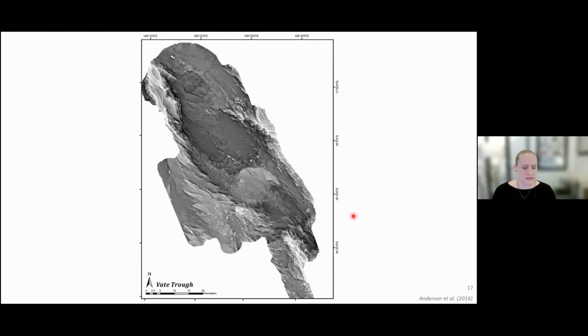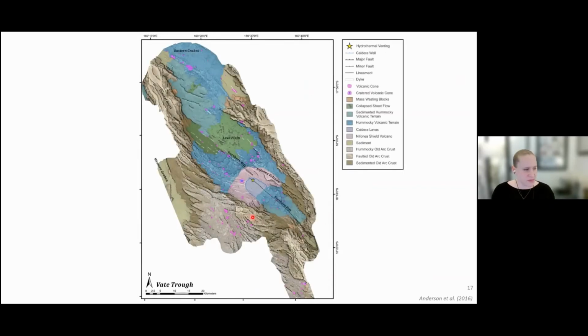And here is the first ever geologic map that we produced. On the basin walls, we have old arc crust that is exposed, ranging from hummocky to faulted to sedimented, and some areas of deeper sediment. The Nifania volcano is in pink, and then different kinds of lava flows are shown on the basin floors. So we have our different rift zones with our hummocky flows and a couple of very large lava plains with some huge collapse features.